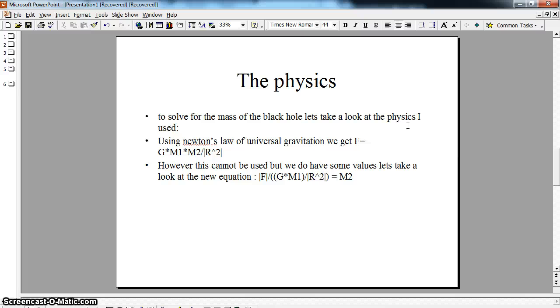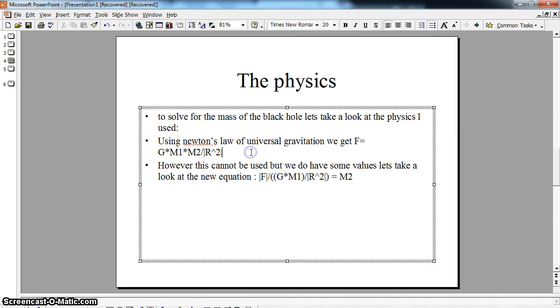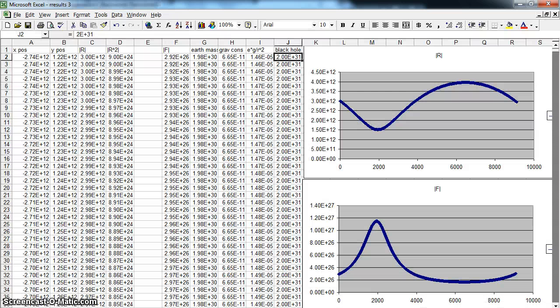So let's see. Newton's law of universal gravitation states that the force is equal to the gravitational constant times the first mass times the second mass divided by the distance squared. However, we can't use this as is since we do not know the second mass, or the mass of the black hole. So manipulating it a little bit with algebra, we end up with this statement first. That's the same statement I showed you on Excel, this right here.